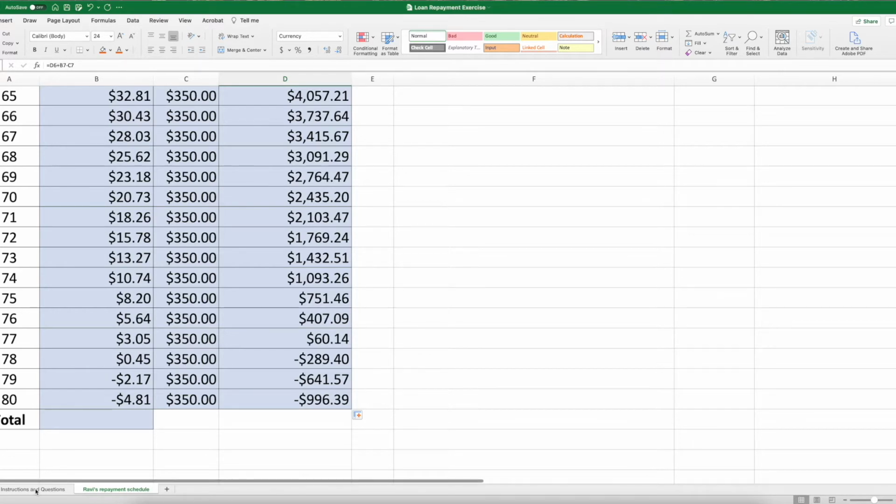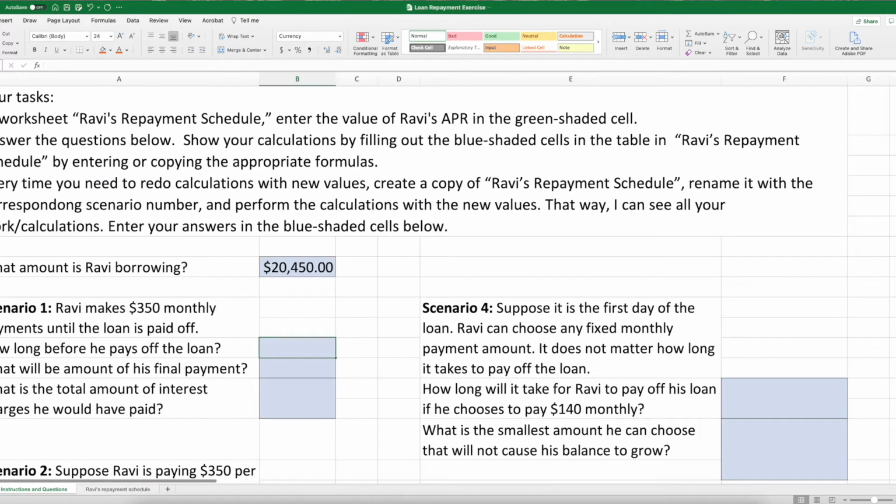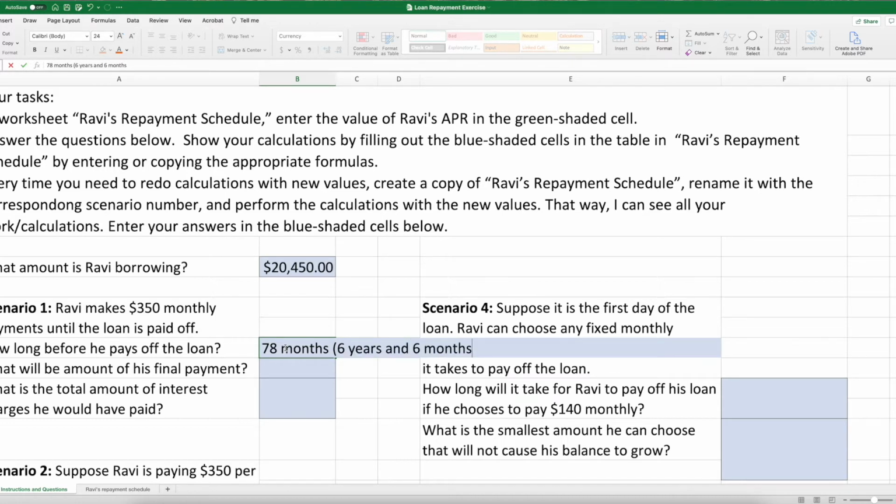So how long will it take him to pay off the loan? 78 months. We can put that answer here: 78 months, or 6 years and 6 months.